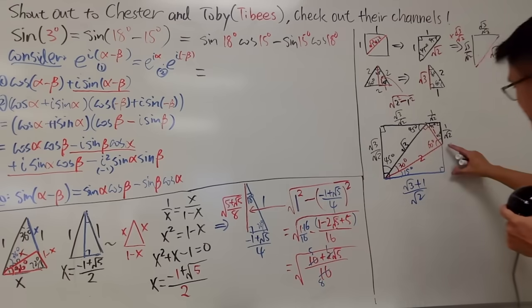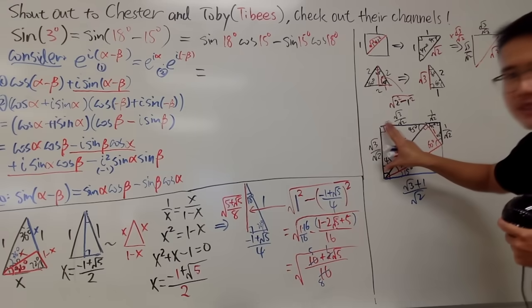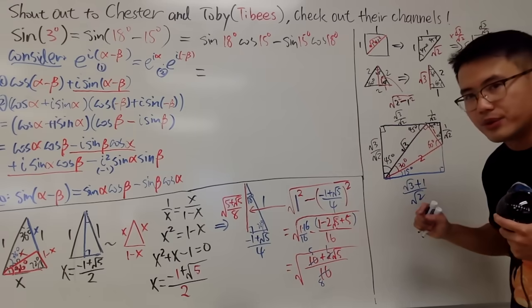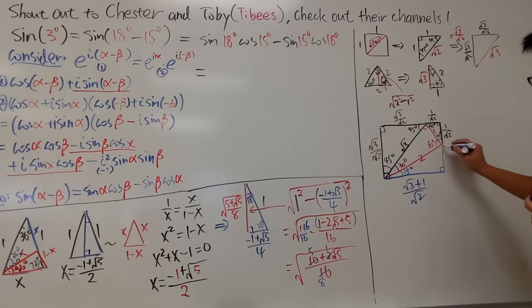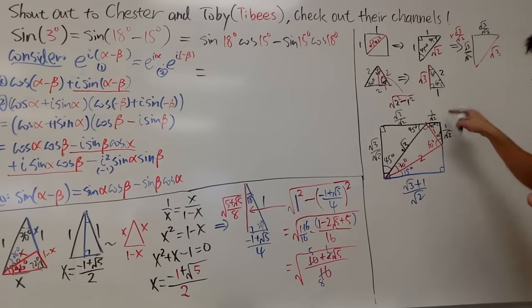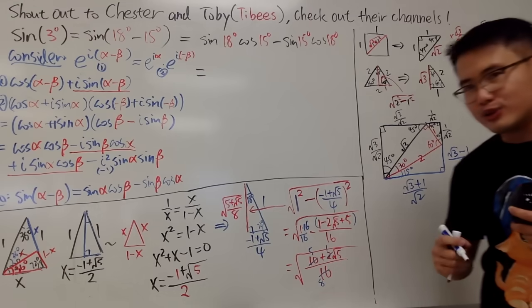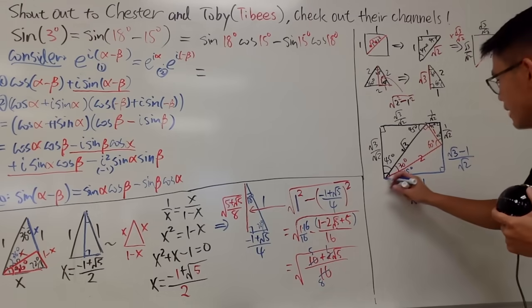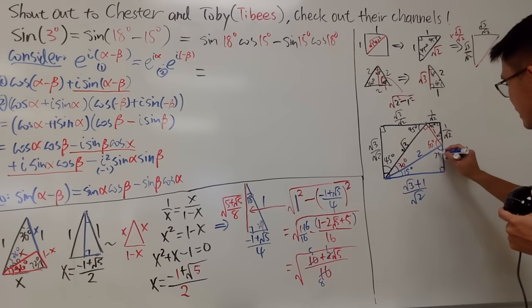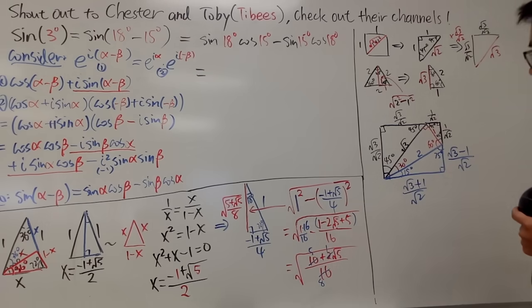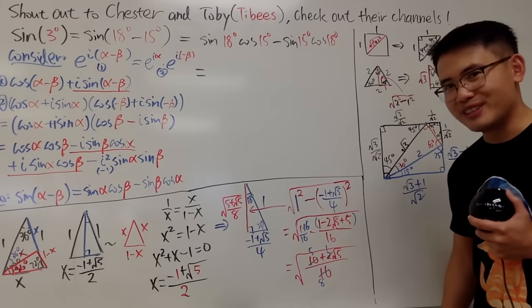And then, for this side, as we can see, the whole thing is supposed to be square root of 3 over square root of 2. We have 1 over square root of 2 right here already. So this right here has to be this minus that, which is square root of 3 minus 1 over square root of 2. And congratulations, we just got our special right triangle for the 15, 75, 90. Special right triangle.